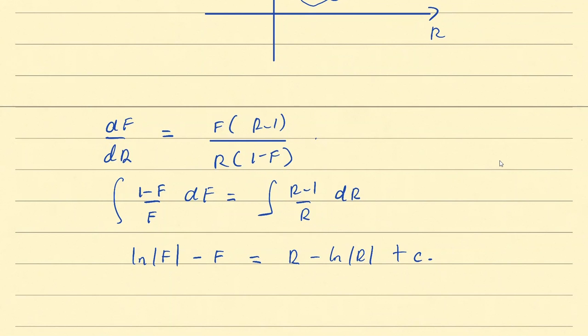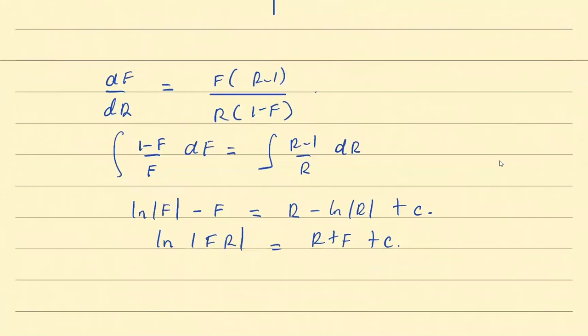If you pull it together, you get something like natural log of f, plus natural log of r. Adding natural logs is like the natural log of the product. So natural log of f times r is equal to r plus f plus a constant. If you care to exponentiate this, you get fr is equal to e to the r plus f, times c.